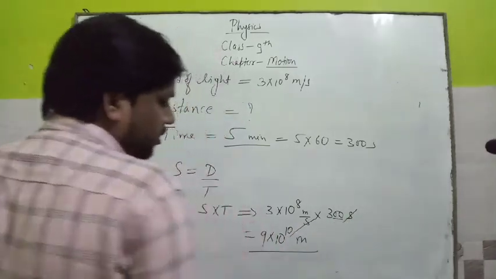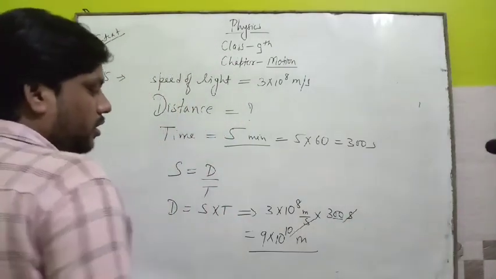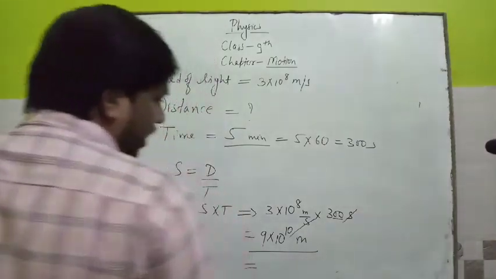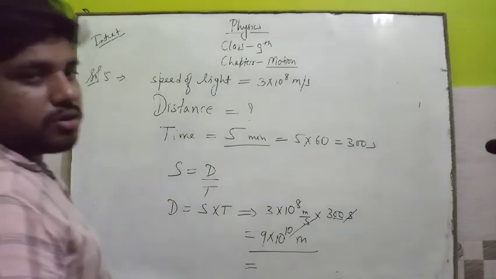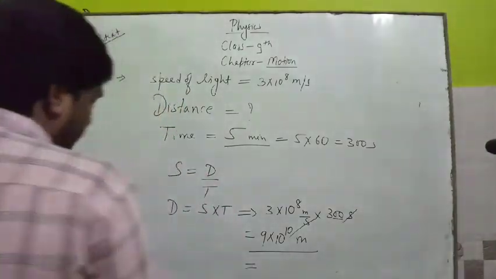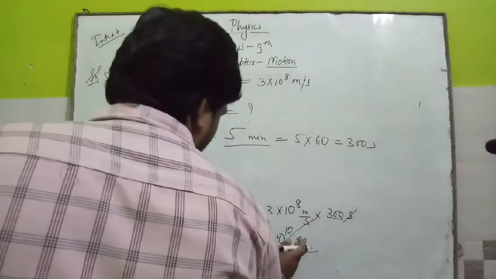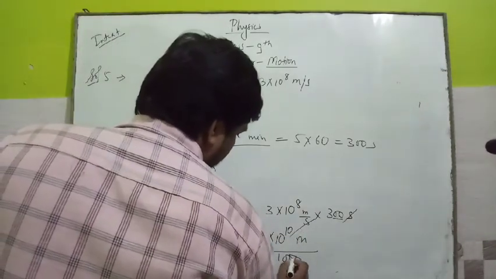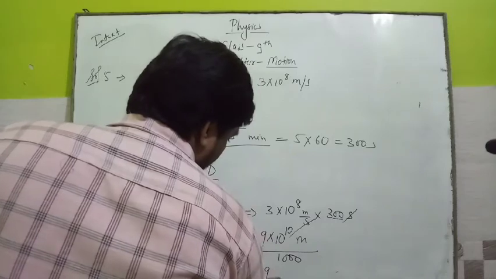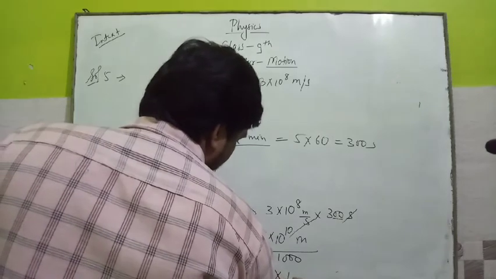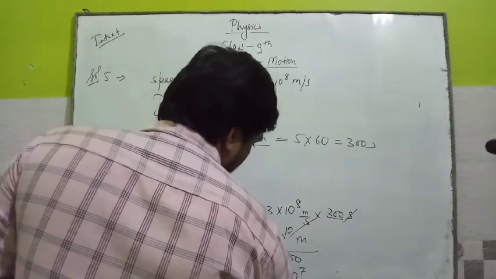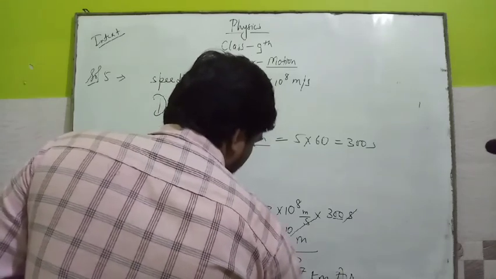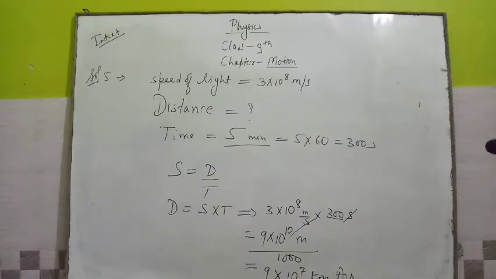This is your answer. But if you want to convert it into kilometers, what do you have to do? Simply divide by 1000, because 1 kilometer is about 1000 meter. So you divide by 1000 and 3 zeros cancel out. Then your answer is 9 into 10 to the power 7 kilometer. This is your answer. Understood? Okay, note it.